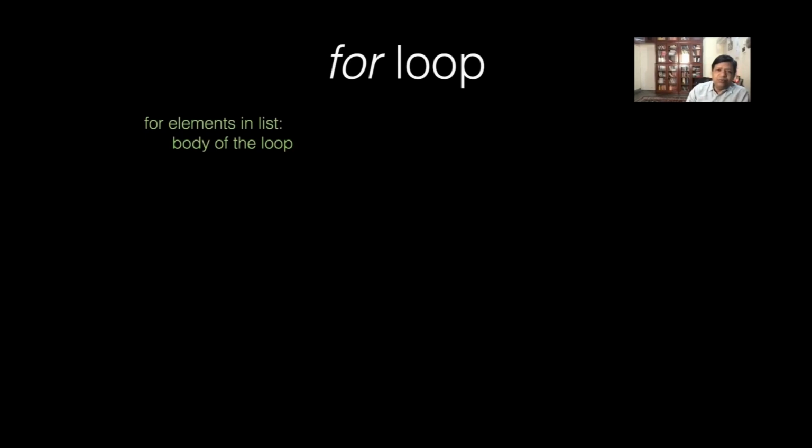There are two types of loop: for loop and while loop. A for loop is written like this: for elements in a list, body of the loop. So we have elements in a list, and the body of the loop will be executed for all the elements of the list.